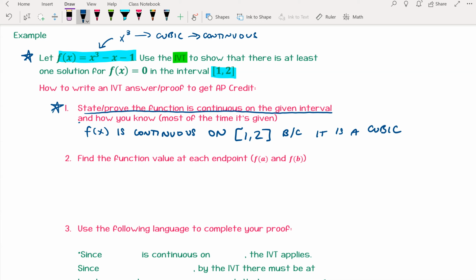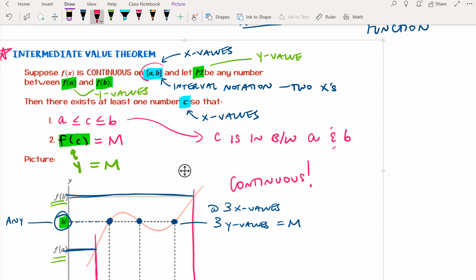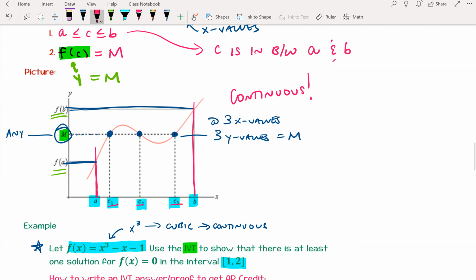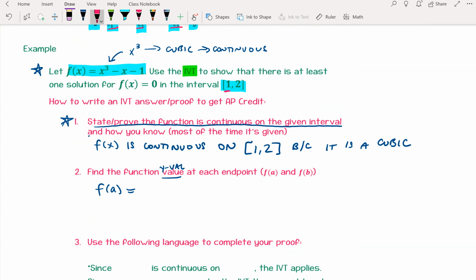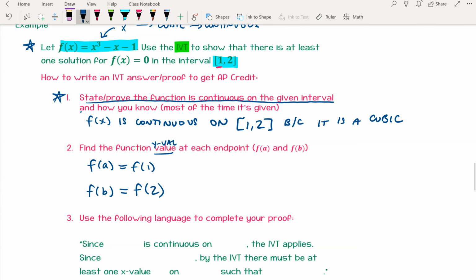Find the function value at each endpoint, at f of a and f of b. We're trying to find the y. This is a y value. Find the y value at each endpoint. Okay, we're going to find f of a and f of b. So let's do it. F of a equals, all right, where do a and b come from? Let's go back to our theorem really quick. A and b are in the interval. That's a and b. So a here is 1. So we're going to first find f of 1, and then f of b is going to be equal to f of 2. All right, let's do that really quick.